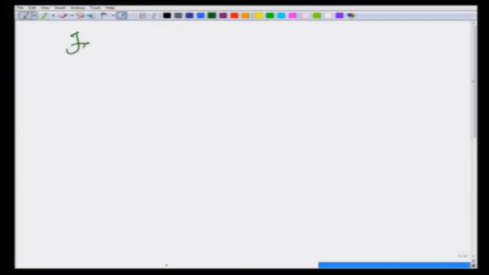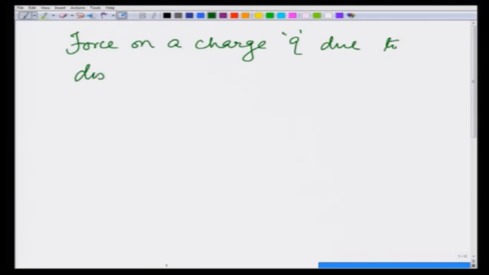In the previous class, we calculated force on a charge due to a collection of charges, and we used the principle of superposition. In this class, we will calculate force on a charge Q due to a distribution of charges.